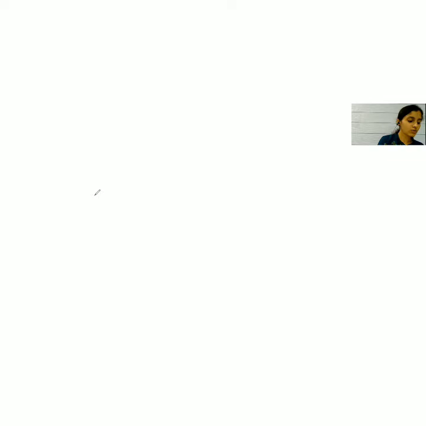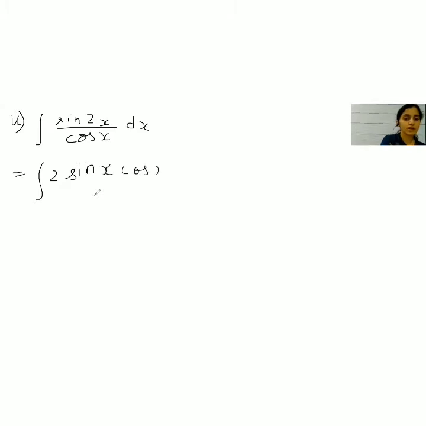Now I'll do the second one for you. The second one is integration of sine 2x upon cos x dx. Simple. Just use the sine 2x formula. What is the sine 2x formula? It is 2 sine x cos x, divided by cos x, multiplied by dx. So cos x cancels out.